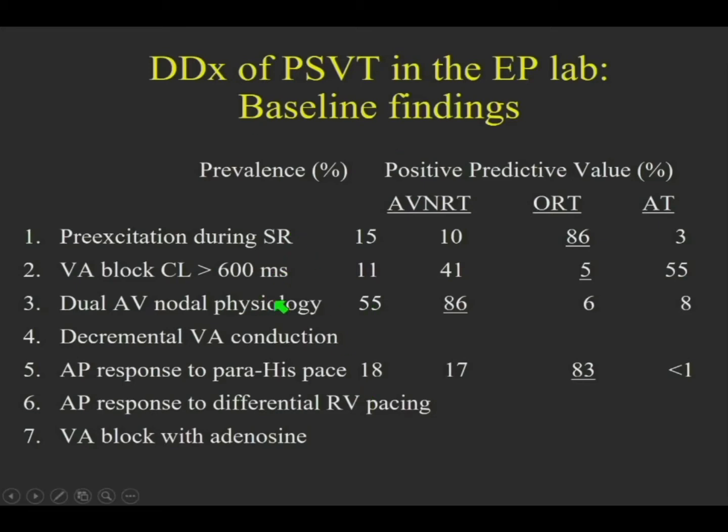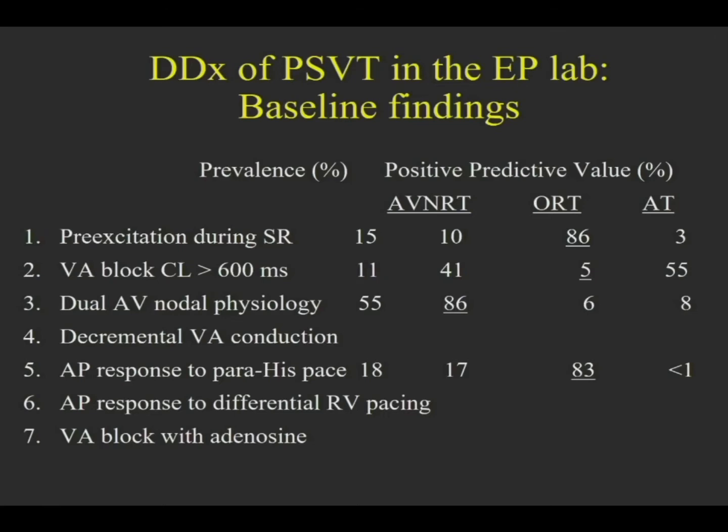Dual AV nodal physiology, again, is present in over half of patients who come to the lab with PSVT, but it's not diagnostic, but it's pretty suggestive. And when you put catheters up and you see clear evidence of a slow pathway, it makes you start thinking this person's going to have AV nodal reentry. Decremental VA conduction is another way of, sorry, this mouse is just jumping all over. It is another way of saying that it's unlikely to have a conventional accessory pathway, which does not usually conduct in a decremental fashion. Parahisian pacing is a maneuver.